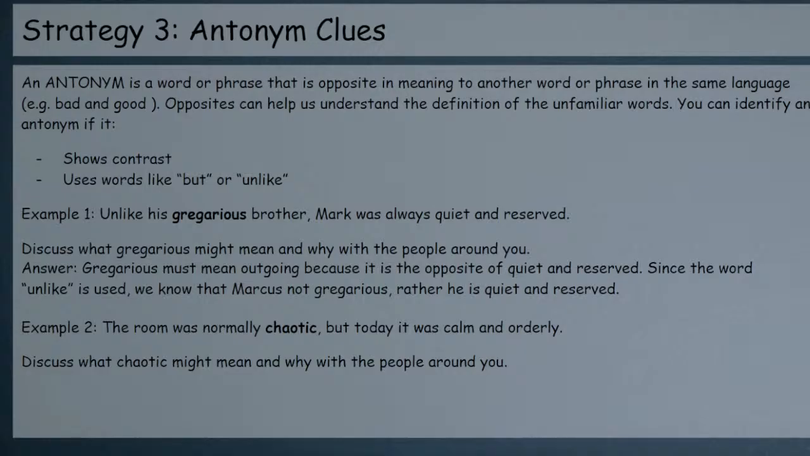Now let's go to the second example. The room was normally chaotic, but today it was calm and orderly. Discuss what chaotic might mean with the people around you. Now, this is more of a common word, so if you already know the word, you can just write down what it means and why you think it means that based on the sentence and based on the clues you are given. Make sure you write down the antonym and explain why the antonym tells you what chaotic means.